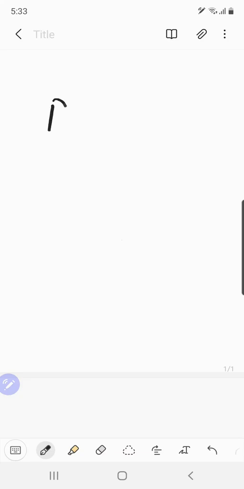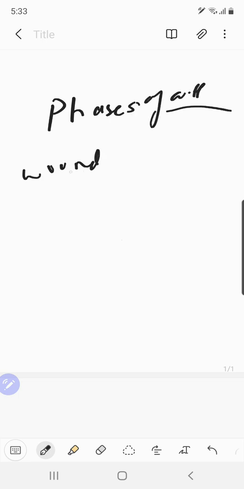Today we'll discuss the phases of wound healing. So, what is a wound? A wound is basically a breakdown in tissue continuity, and it can occur because of various reasons. It can occur because of trauma. It can be caused by surgery, such as surgical incisions, and it can result from burns. There are numerous causes to it.